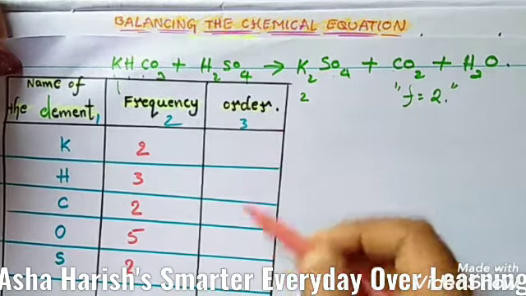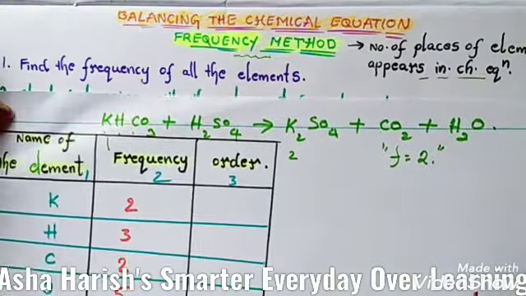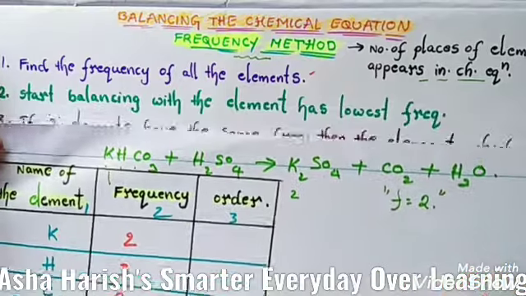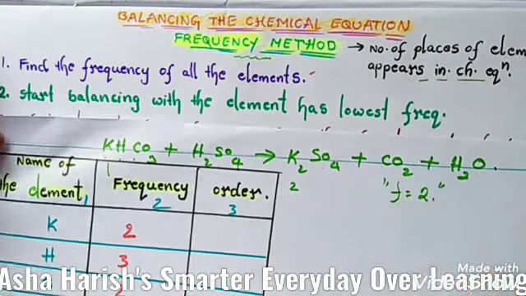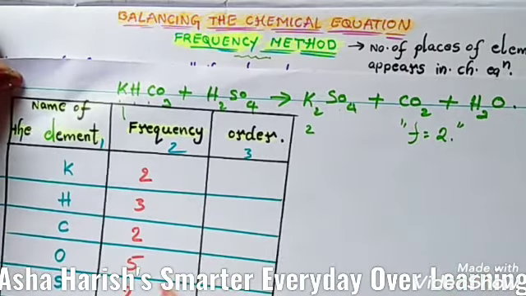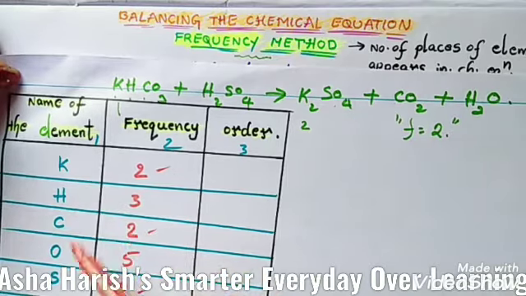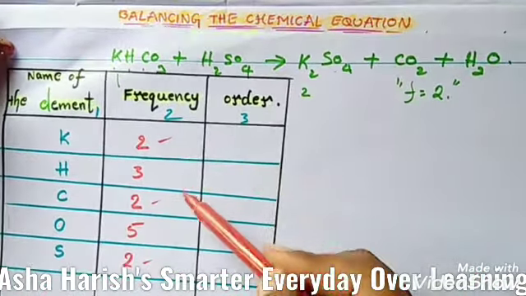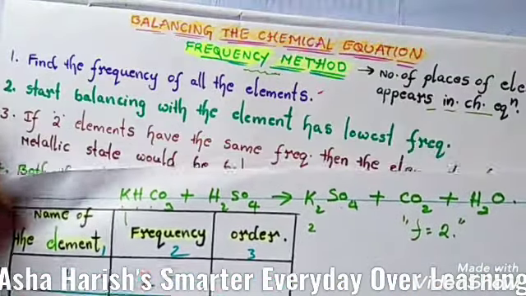Now students, what is meant by order? Let's go for the second rule. The first rule, find the frequency of all the elements, is completed. Second rule, start balancing with the element that has the lowest frequency. Here you can see the lowest frequency is 2, and here also 2, here also 2: potassium, carbon and sulfur. If the frequency is the same, what do we have to do? That also I'll be sharing with you.